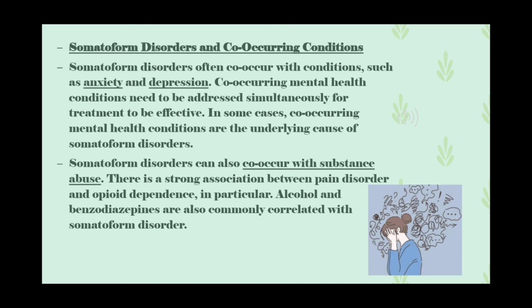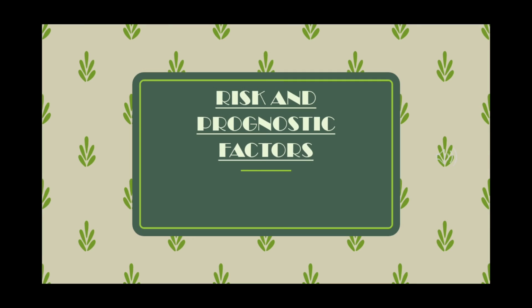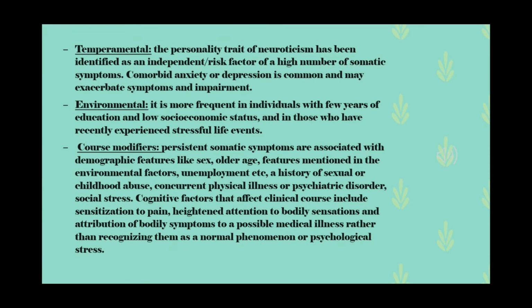There is a strong association between pain disorder and opioid dependence in particular. Alcohol and benzodiazepines are also commonly correlated with somatoform disorders. Risk and prognostic factors. Temperamental. The personality trait of neuroticism has been identified as an independent risk factor of a high number of somatic symptoms. Comorbid anxiety or depression is common and may worsen symptoms and impairment.